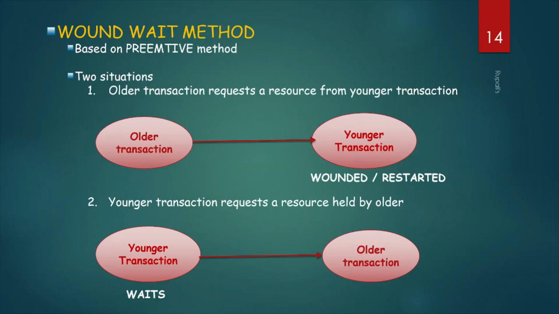It is based on the preemptive method. That is, there are two situations. First is that an older transaction requests a resource from the younger one. In this case, the younger transaction is wounded or restarted. But if a younger transaction requests a resource that is held by the older transaction, then the younger transaction waits.